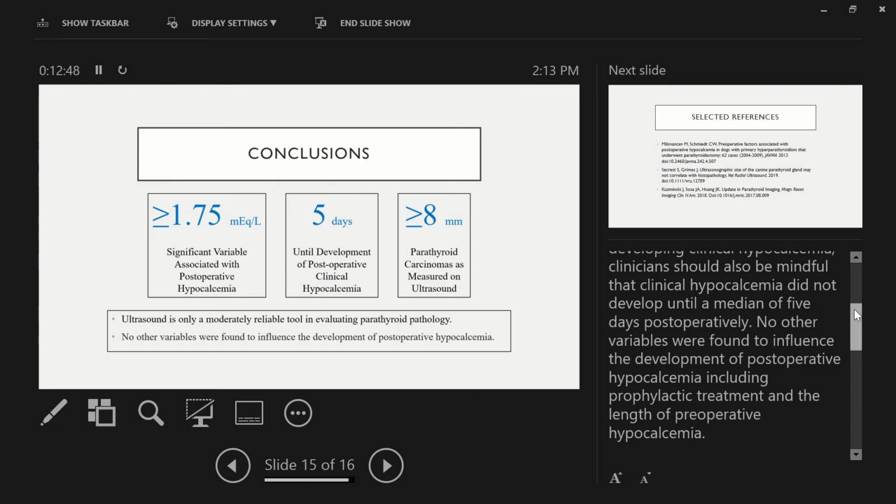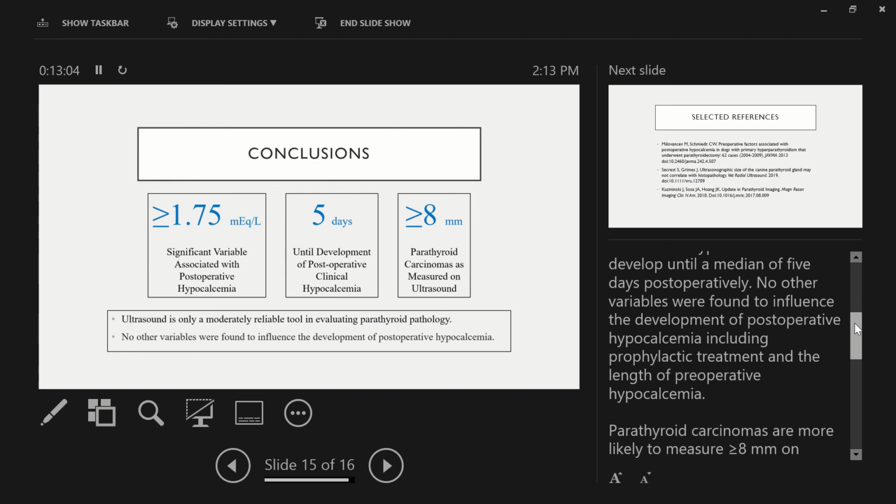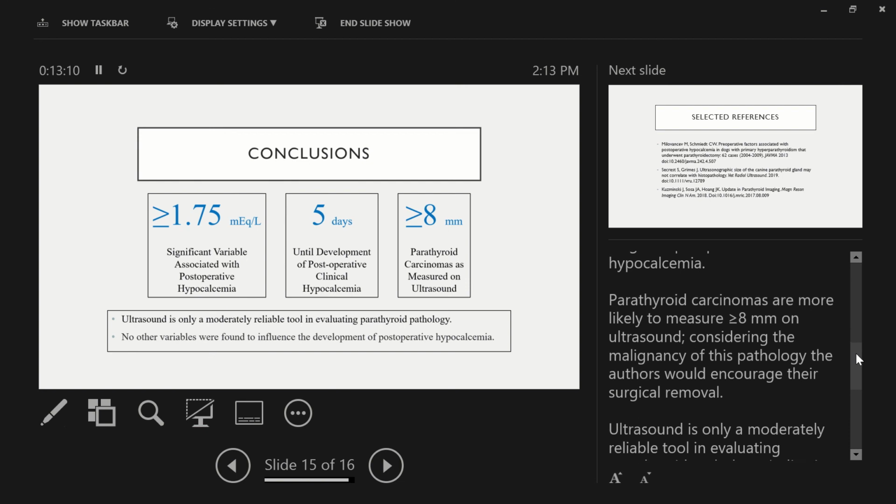Clinicians should be mindful. A lot of these patients that we're doing parathyroidectomies on were discharged a few days or even a day after surgery. But clinicians should be mindful that clinical hypocalcemia wasn't developing until a median of 5 days postoperatively. So we would encourage diligent follow-up with these cases. In addition to all that, we didn't find any other variables that seemed to influence the development of postoperative hypocalcemia.